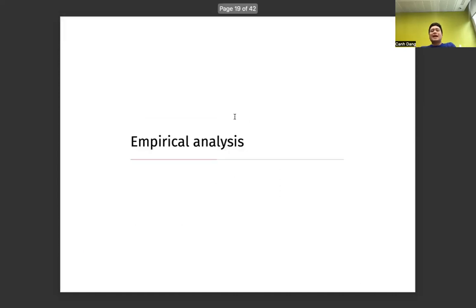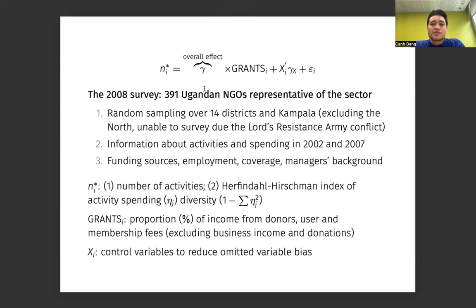Okay, now how can we do it? So basically, we're trying to look at the effect of grants, in this case, an increase in revenue, on the number of activities that an NGO offered at the end of 2008. We'll be using a representative survey of the NGO sector at the end of 2008.